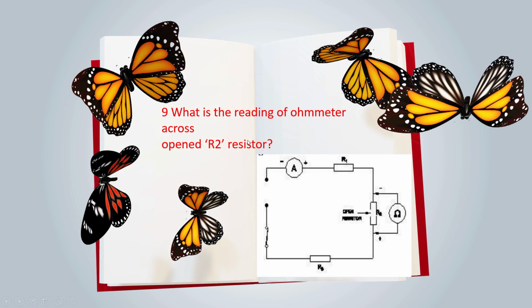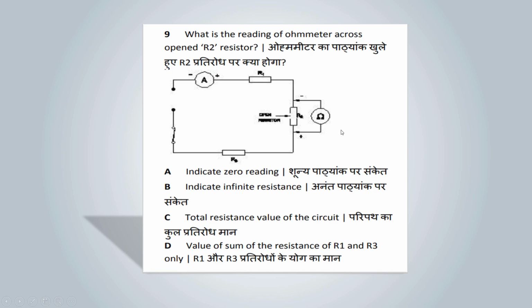What is the reading of the ohm meter across the opened R2 resistor? Here the three resistors are connected in series. This is R1, this is R2 and this is R3. If one of the resistors is opened, what is the reading of this ohm meter? The answer is it indicates infinite resistance, because when the resistor is open, the ohm meter indicates infinite resistance.